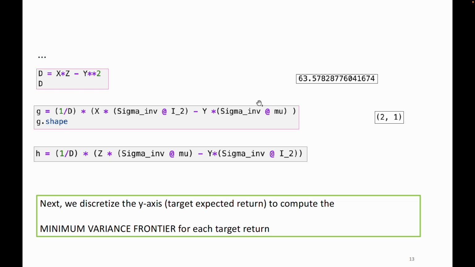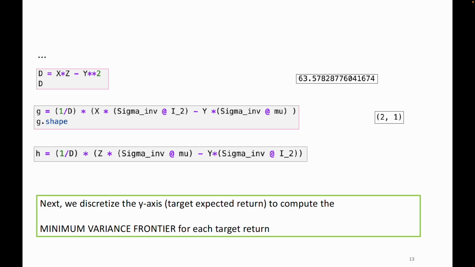And here's the second part, which mimics the first one. Just the symbols are different ones. And also for h, we have 1 over the scalar d, and z is a scalar. And whenever I multiply matrices and vectors, I use this at operator. Okay, so what we've done so far is we've put the investment opportunity set, mu and sigma, into the code.